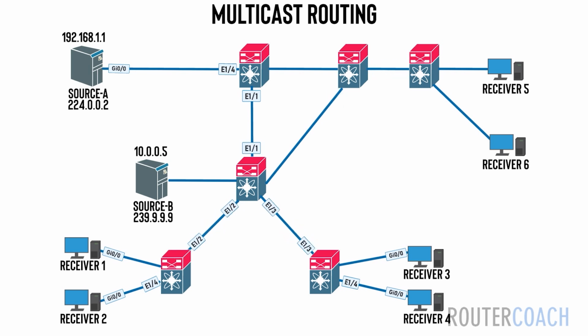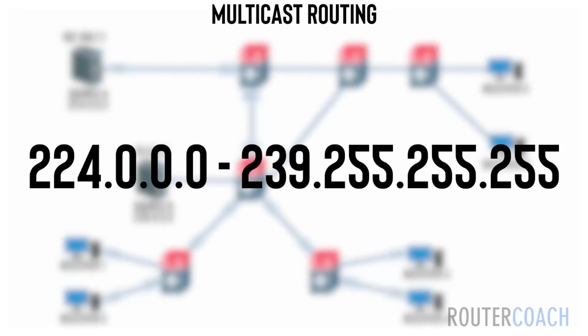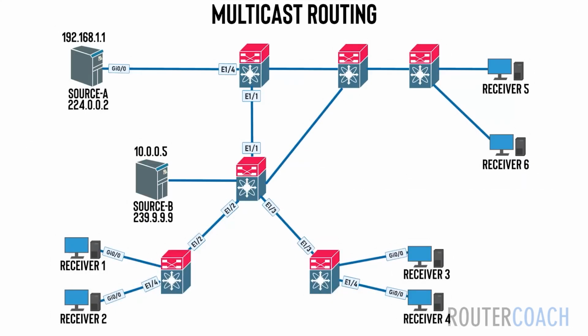The range of addresses that can be used for a multicast group is from 224.0.0.0 through to 239.255.255.255, with 239.0.0.0 to 239.255.255.255 being allocated for private use, with each individual multicast address representing a group that the receivers can then request to join. Now, a distribution tree represents the path that multicast takes through the network between the sources of traffic and the receivers.